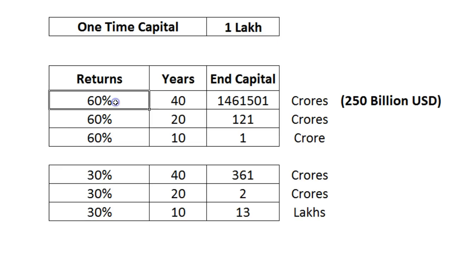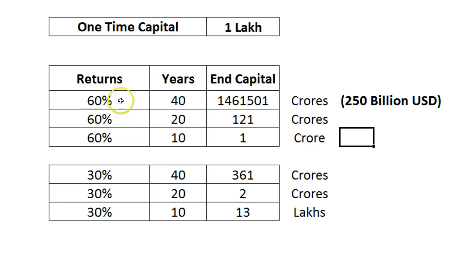So when you think of 60% returns compounded over 40 years, you will end up with 14 lakh crores, or close to 15 lakh crores, or in other words, in US dollars, it will be 250 billion USD. So if you are able to achieve 60% returns every year consistently for a period of 40 years, at the end of the 40th year, you will be one among the richest people in the world. You will be in the Forbes richest list.